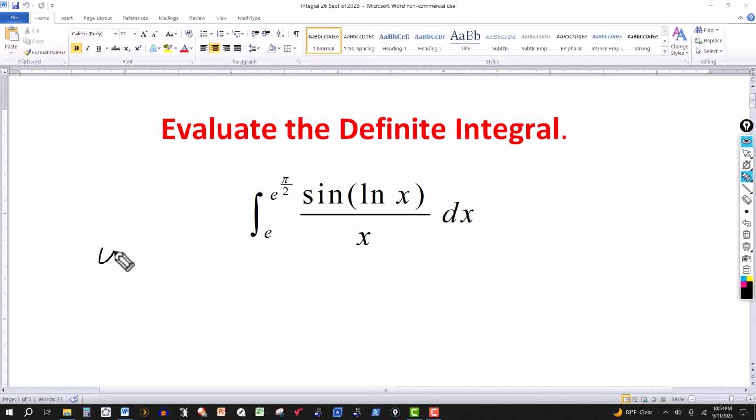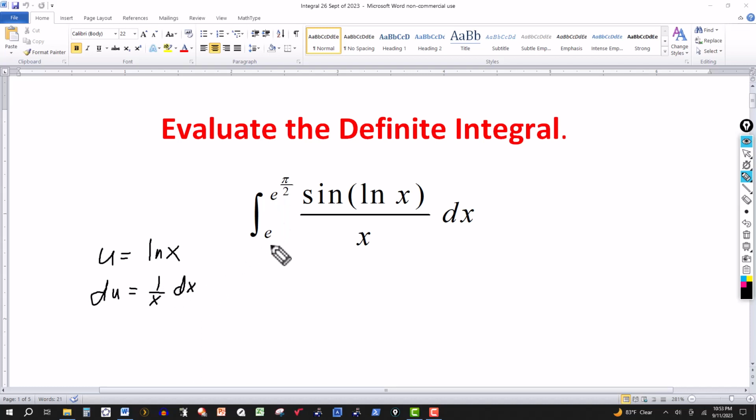So I'm going to try a u-substitution. I know the derivative of ln of x is 1 over x. So I'm going to let u equal ln of x. So du will be the derivative of ln of x, which is 1 over x, and then just dx here.